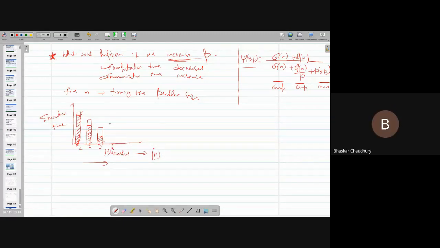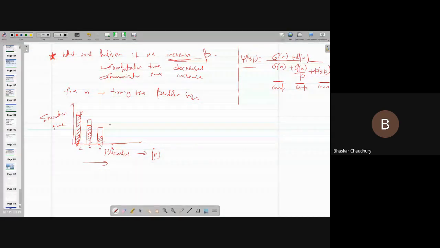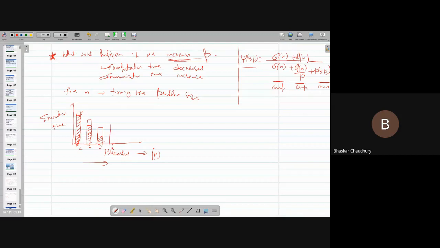Now let's look into the fourth bar. What will happen to the fourth bar? Probably the communication time will increase significantly, right? Although computation time will decrease, that can take the overall time to a bigger value than in this case. The computation time may decrease, but communication time may increase, and that will take the total execution time to a higher level compared to the case 6. All of you are getting this point?